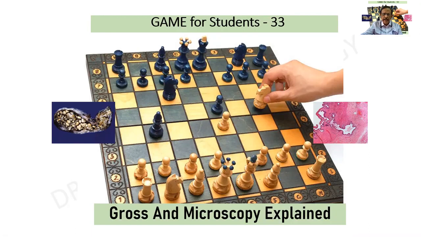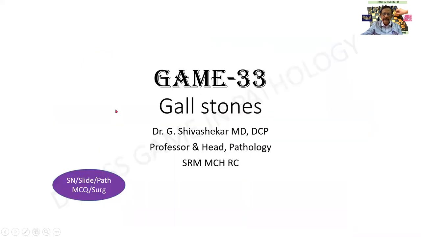I hope at least one of the two pictures on either side is familiar to you. A gross picture. Can you identify this particular structure? Good. It is a gallbladder with gallstones. It is an important question in the enclosure given within.